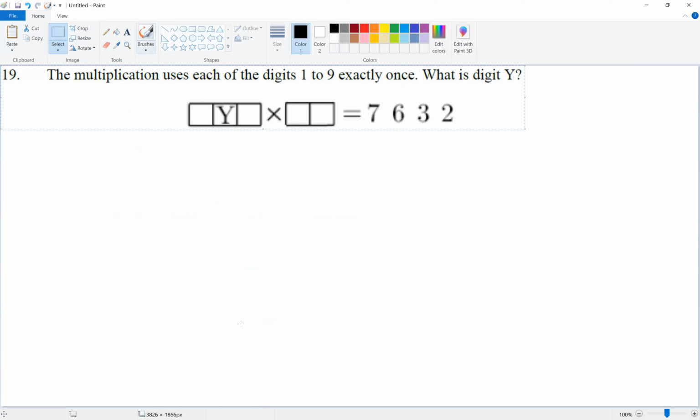I didn't do this one, but I'll try. The multiplication uses each of the digits 1 to 9 exactly once. What is the digit of y? So the multiplication would be a 3-digit number times a 2-digit number equal to 7,632. We have to find the first 5 digits, which is the actual problem.